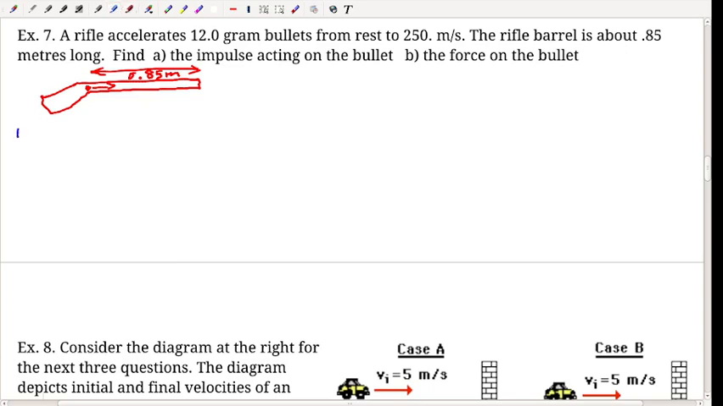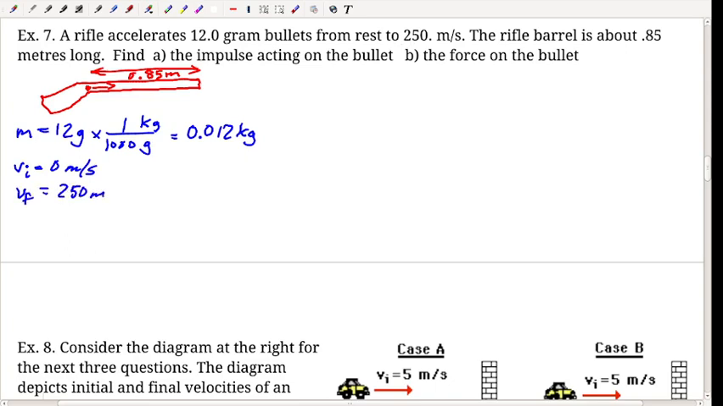So we have a mass of 12 grams, which you need to convert into kilograms. 1,000 grams is 1 kilogram, so this is going to end up being 0.012 kilos. Put us in base units. From rest, that's my V initial, 0 meters per second, to 250 meters per second, V final. And that 0.85 meters, that's going to be the distance that it happens over. May or may not need that right away, we'll see.